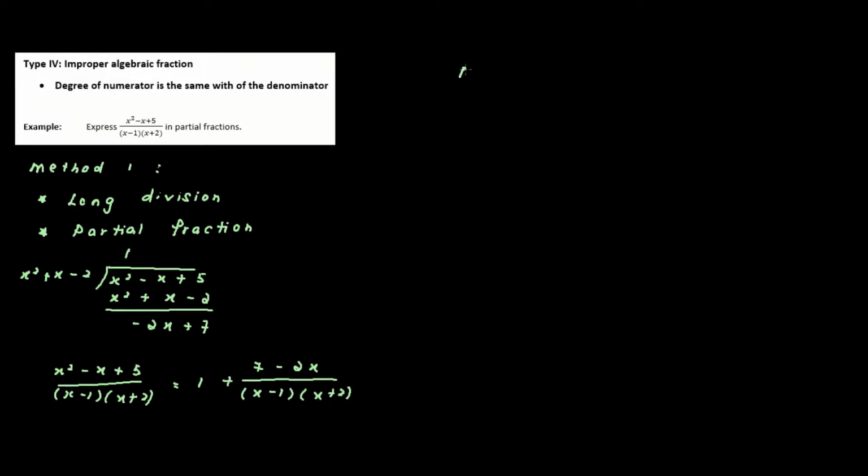So method 2 is like a memorization of the formula, but please remember that you can only use it if the degree is the same. So this is not applicable if the degree of the numerator exceeds the degree of your denominator.